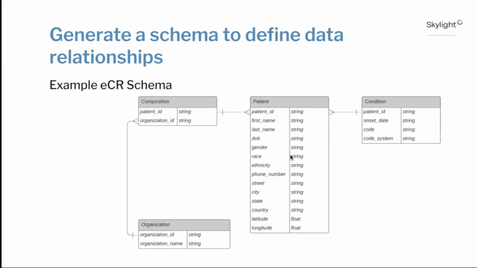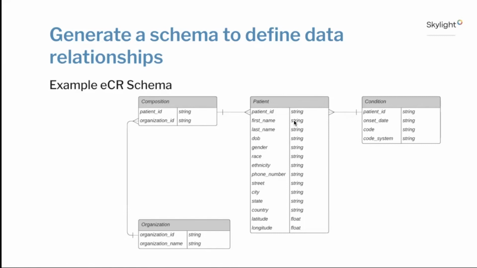This is an example of a schema that we developed, just an example of a potential schema for doing some initial ECR validation that came out of our work with Virginia. We have a patient table, and we have another table that holds condition values.